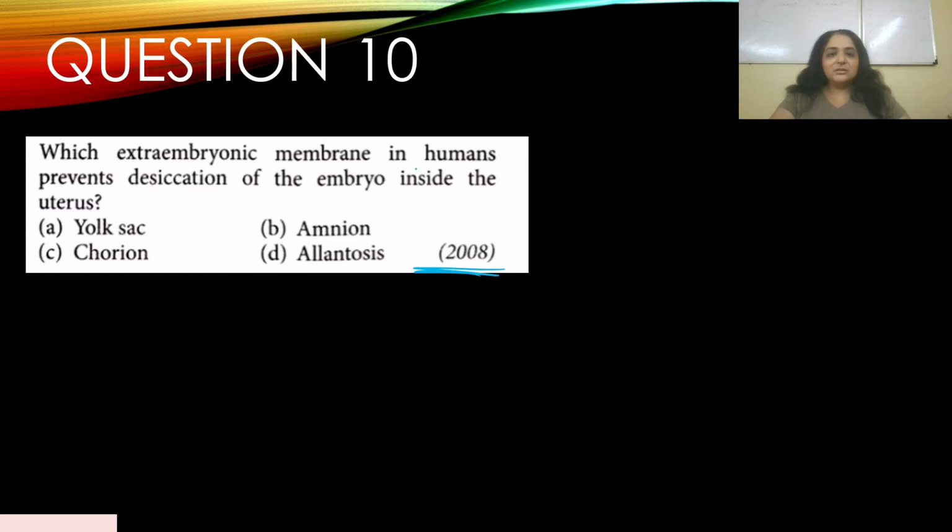Okay, so extra embryonic mesoderm, I already showed you. Extra embryonic membrane also, the amnion, the yolk sac, all that I have shown you, right? And also the chorionic plate, the chorion cavity, all that I have shown you. So the membrane which prevents desiccation of the embryo is actually amnion. Okay, so the answer is B.